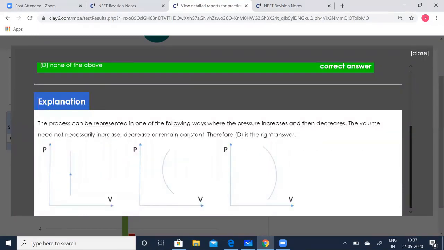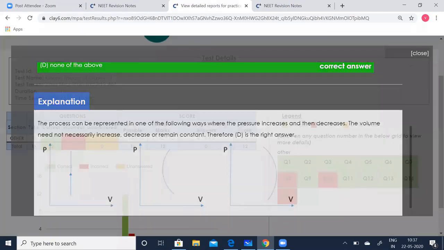The process can be represented in any one of these ways where the pressure increases and then decreases. So volume need not necessarily increase, decrease or remain constant. So therefore D should have been the correct option. None of the above should have been the correct option. So there also I went wrong. I said only the volume, I think.